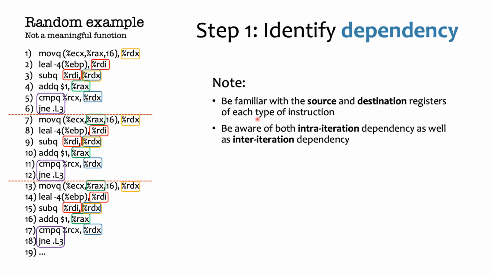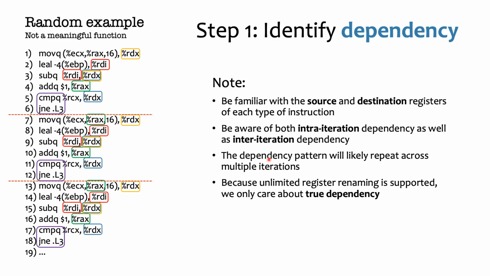Then also be aware of the intra-iteration dependency and the inter-iteration dependency. Like 4 to 7, this kind of inter-iteration dependency, some people might easily miss. The dependency pattern will likely repeat across multiple iterations. Essentially, you find the pattern through iteration 1, or maybe a bit of iteration 2, and then you can just copy this pattern down for all the subsequent iterations.